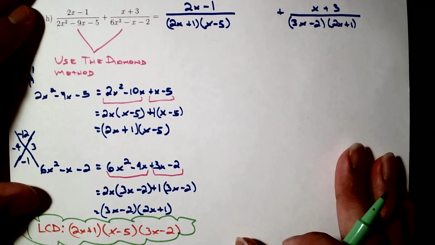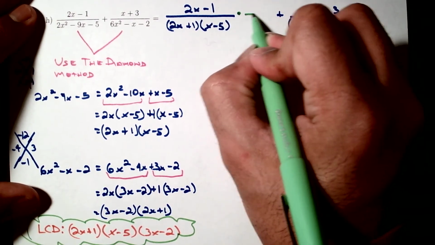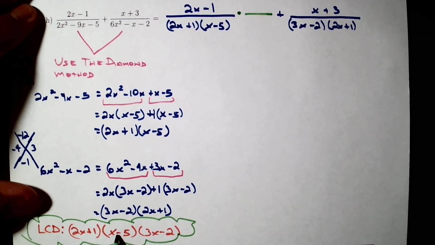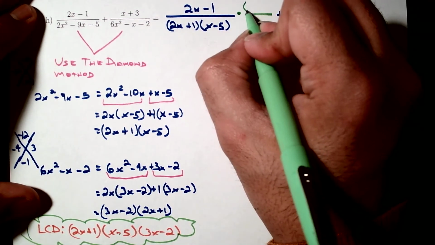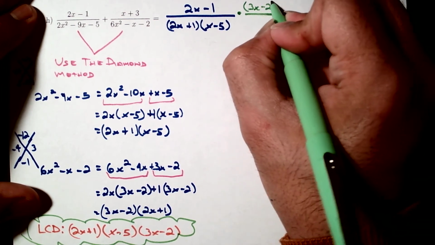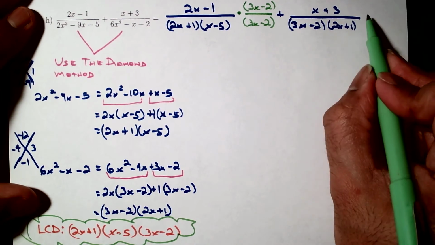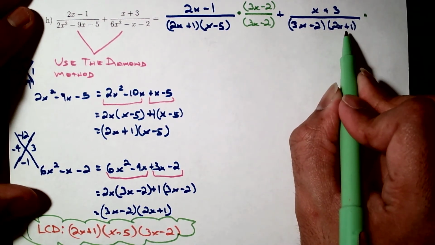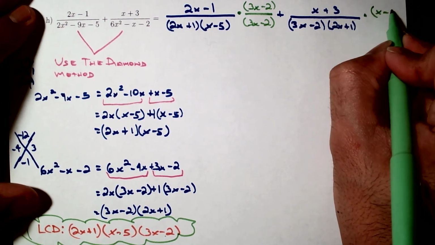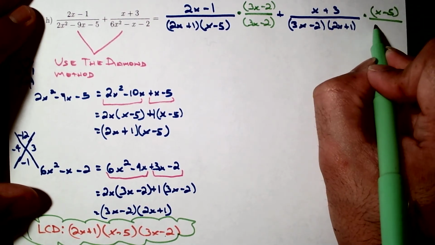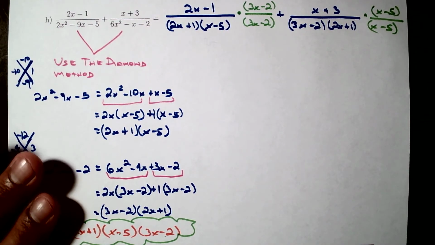Okay, so I'm going to look for missing factors. 2x plus 1, x minus 5, 3x minus 2. So in this case, we're missing the factor of 3x minus 2. For the second fraction, we have 3x minus 2 and 2x plus 1. We're missing x minus 5. All right, let's move on.